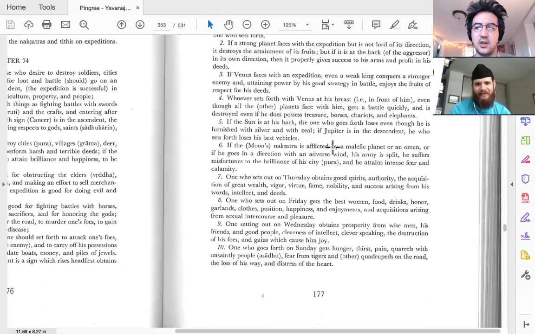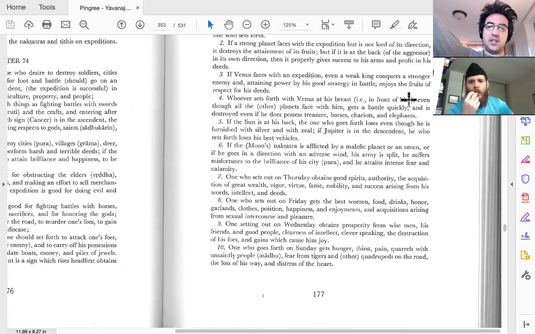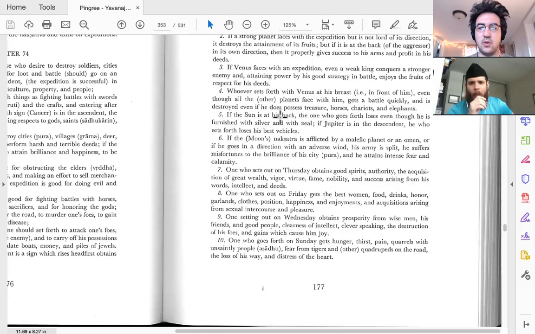I actually think that's in the descendant, because if you notice, whoever sets forth with Venus in front of him, like he's seeing it, even though all the other planets face him, he's destroyed and loses treasures. But if the sun's at his back, shining at his back, that's to me the ascendant. Because then it says Jupiter in the descendant, he loses his best vehicles. So I think whatever's in the seventh is something you could potentially lose in a journey or in a battle or in a confrontation.